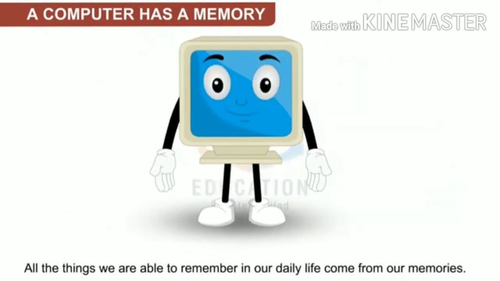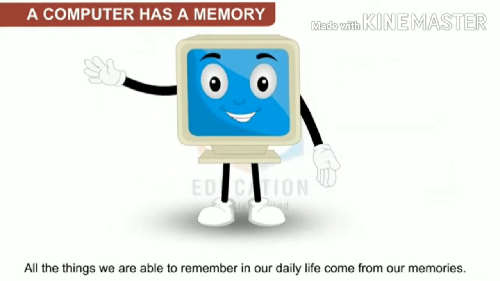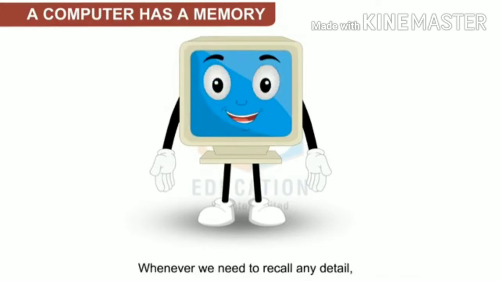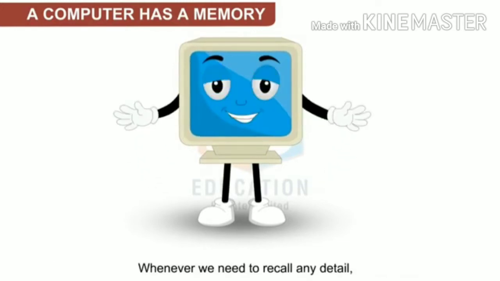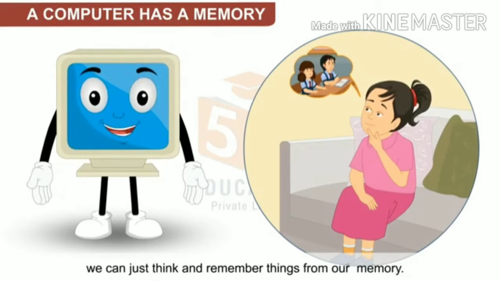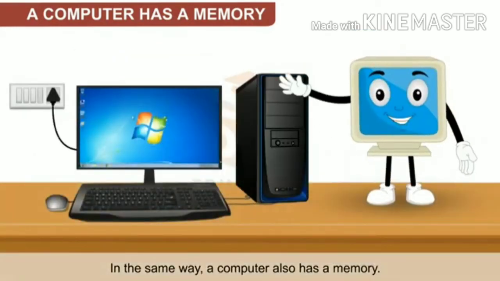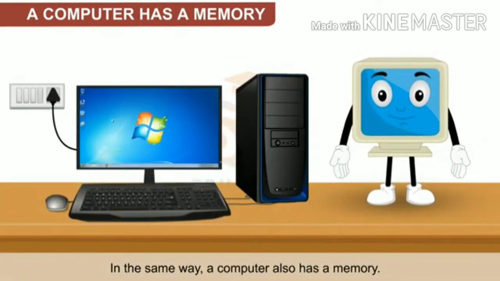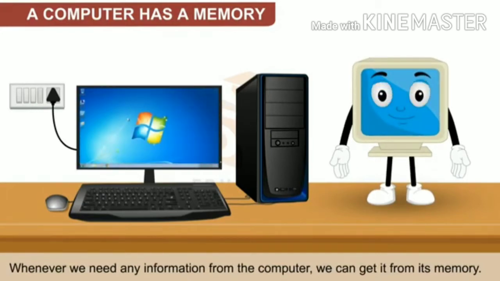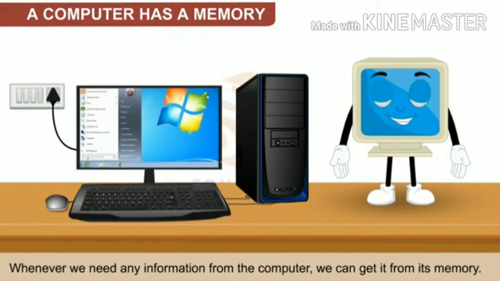All the things we are able to remember in our daily life come from our memories. Whenever we need to recall any detail, we can just think and remember things from our memory. In the same way, a computer also has a memory. Whenever we need any information from the computer, we can get it from its memory.